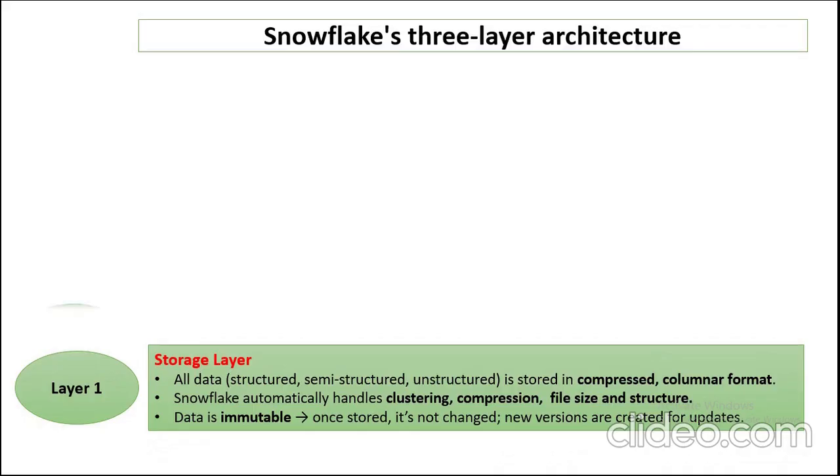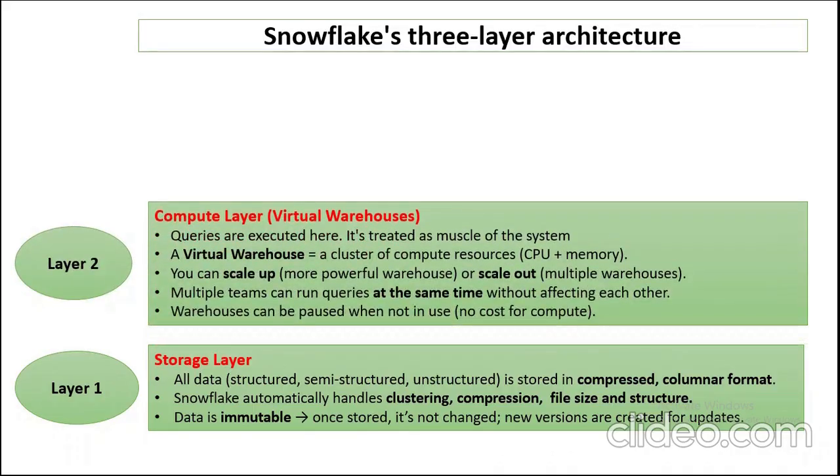And the second layer is the compute layer. It's also called the virtual warehouse layer. Actual queries are executed here. It's treated as a muscle of the system. So what is a virtual warehouse? A virtual warehouse is a cluster of compute resources like CPU and memory, and you can scale up or scale out these virtual warehouses as per the business requirement.